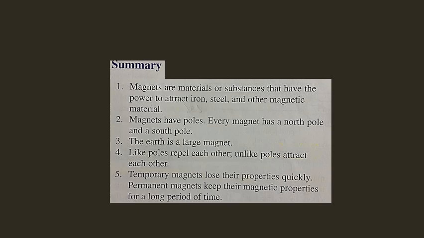Temporary magnets lose their properties quickly. Permanent magnets keep their magnetic properties for a long period of time. The invisible lines around a magnet are called magnetic flux lines. Electromagnets are created when current flows through a coil of wire.